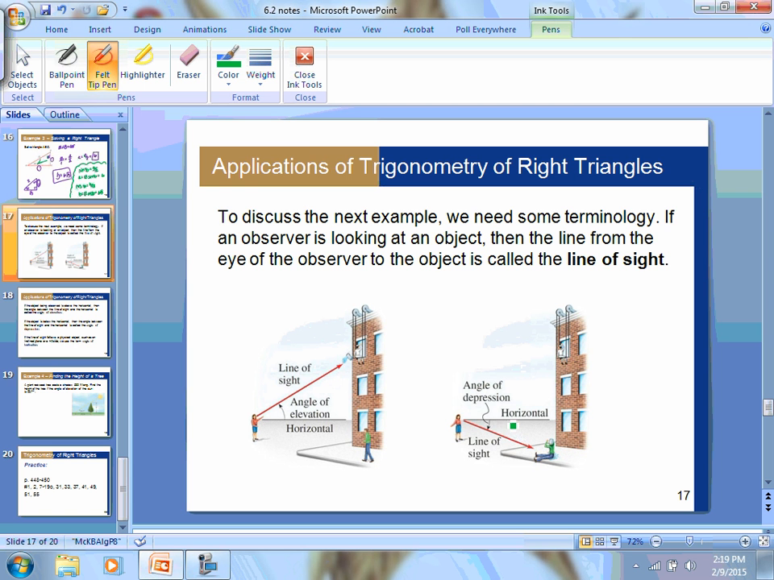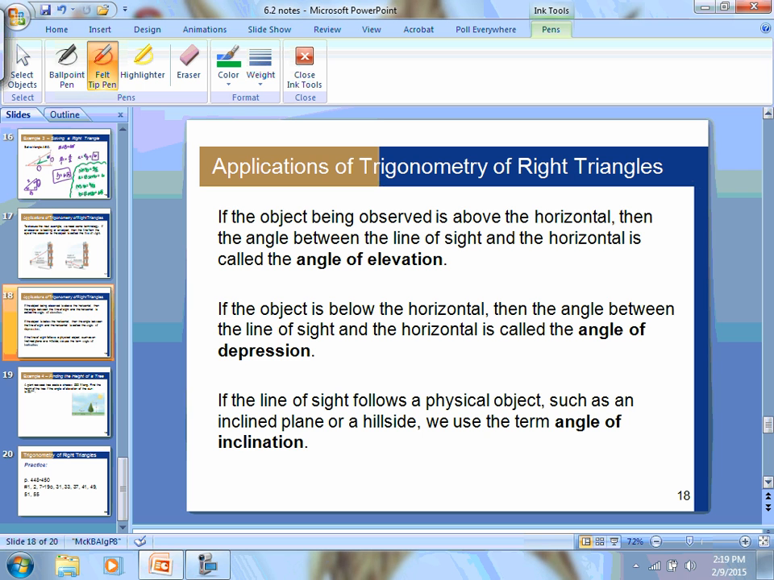Okay. Angle of depression is if you looked straight out and then you looked down at an object. It's that angle that's between where you were looking straight out and where you were looking when you were looking down. Okay, so angle of elevation is the angle between the line of sight and the horizontal. And then the angle of depression is the angle between the line of sight and the horizontal, but this is when you're looking down at an object. Okay, so think elevation goes up, depression goes down.